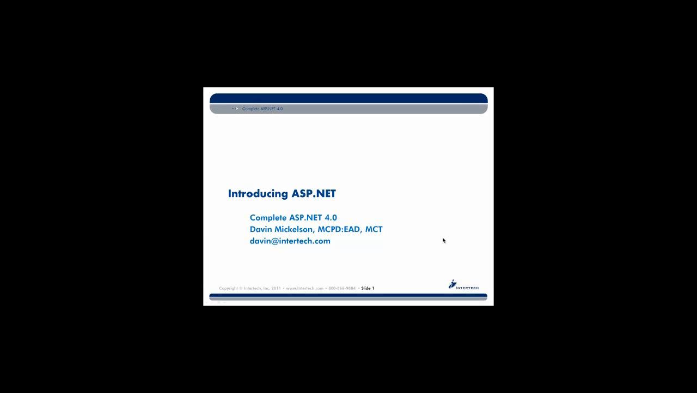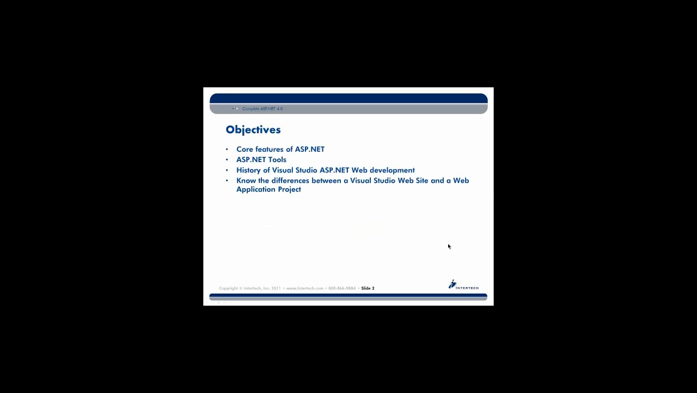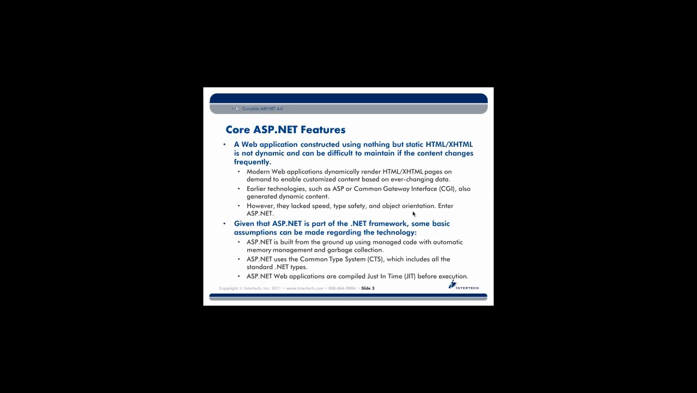So, in this chapter, we're going to be discussing the core features of ASP.NET, as well as some of the different tools that make up ASP.NET. As well, we'll talk about the history of Visual Studio's ASP.NET web development, where we are right now with Visual Studio 2010, and why we have these two different architectures, Visual Studio websites versus a web application project. Again, this is a subset of what we normally deliver in the first chapter, but I wanted to keep it within an hour here. So the core ASP.NET features, of course.